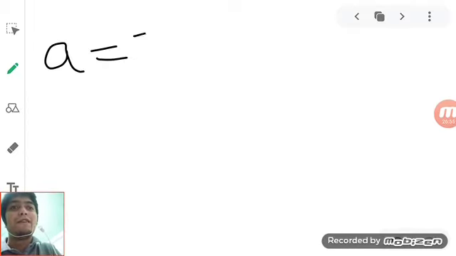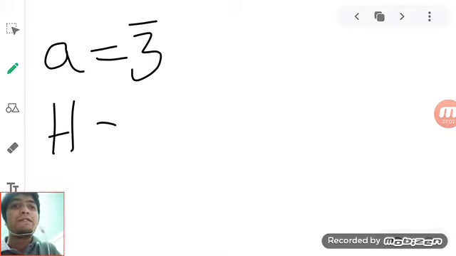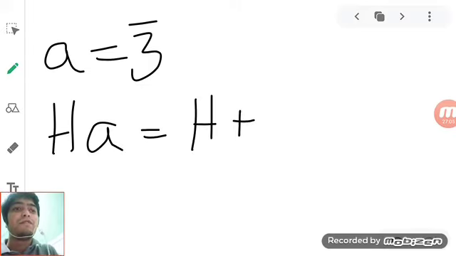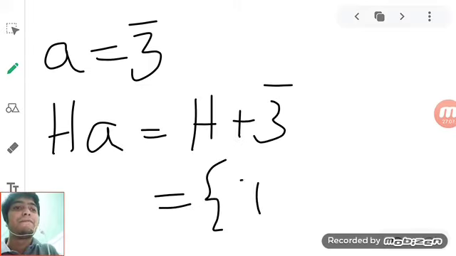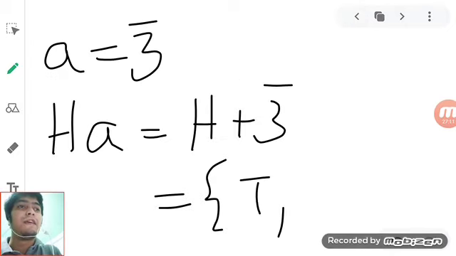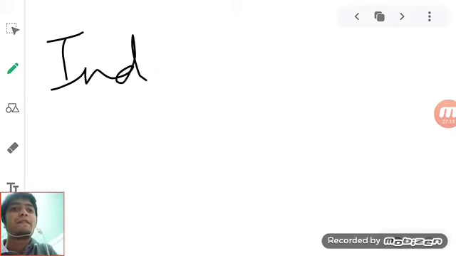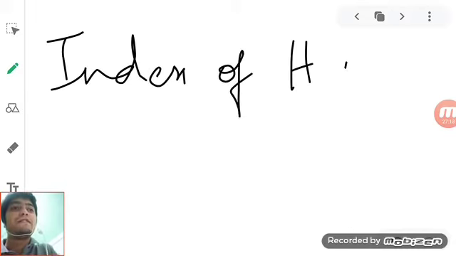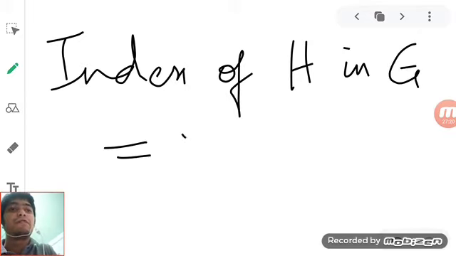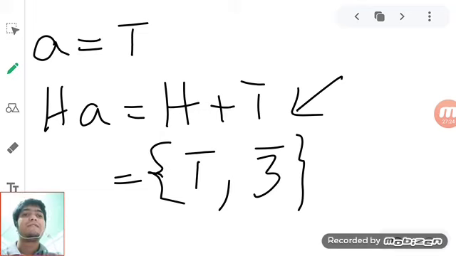But just to be complete, let us check A equals 3 bar. Similarly, if you do this, HA will be H plus 3 bar. You will be having 1 bar and 3 bar. So over here, the index of H in G is equal to 2 because we are having 2 distinct cosets. So I think that is clear.